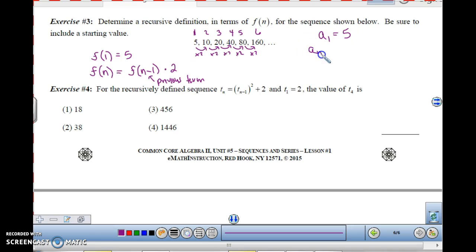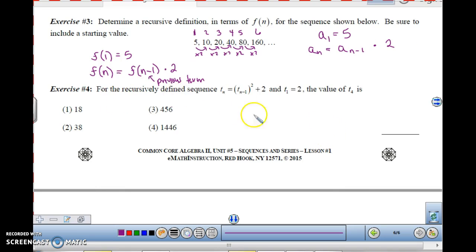And then a of n, which would be the term of the sequence you're on, the previous term would be n minus 1 times 2. So this is function notation, this is subscript notation, they mean the same thing. Okay, it's just a little bit different. I actually prefer the subscript one because it makes a little more sense to me.